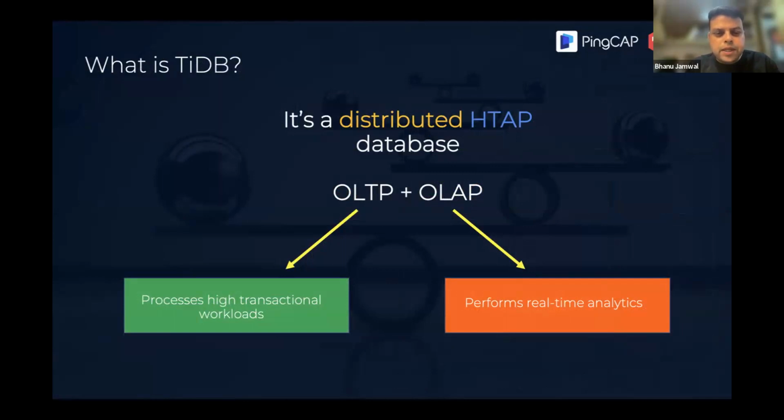OLTP workloads are generally those which process high transactional workloads. When we talk about transactional workloads, we are talking about high QPS, anywhere ranging from 10,000 QPS all the way up to 1 million or even more QPS per second.